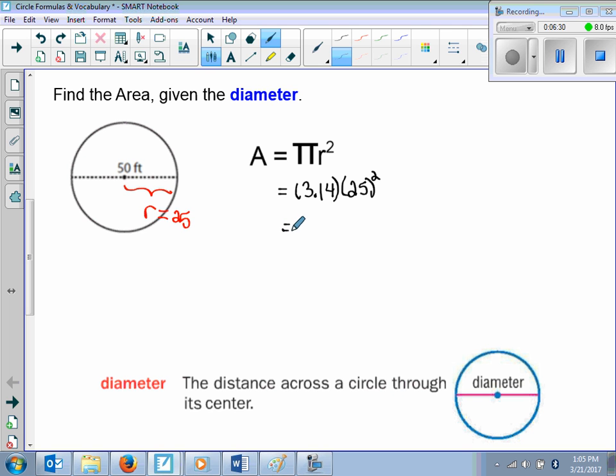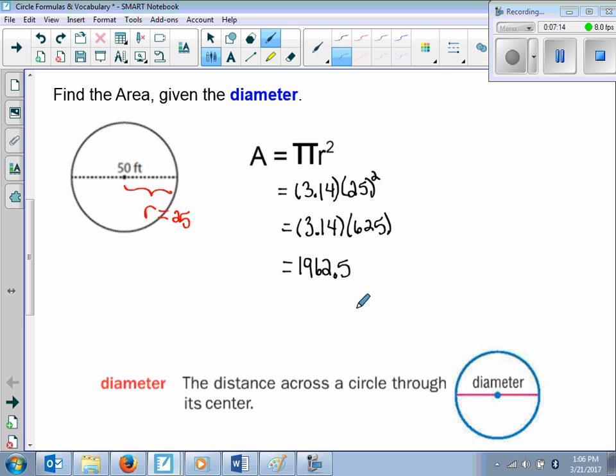Okay. So now we're going to use our calculator to help us simplify. What am I going to do first? 25 squared, right? All right, so 25 squared is 625. So now we're going to multiply 625 times pi, or 3.14, and what does that give us? Very good. So we've got 1,962.5. And we don't have to round to the nearest tenth because it's already to the nearest tenth, right?